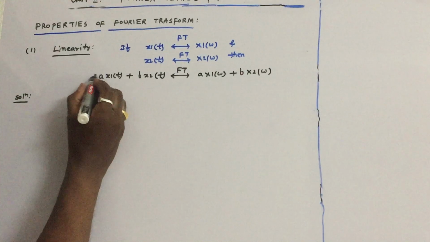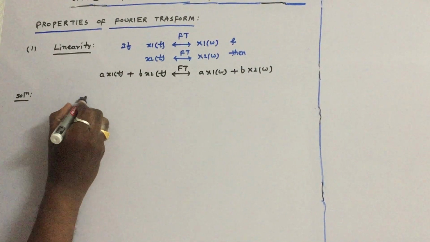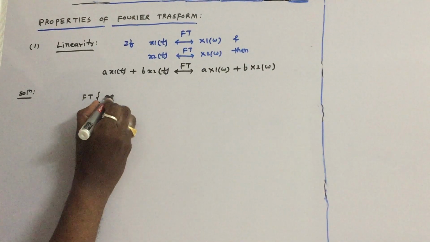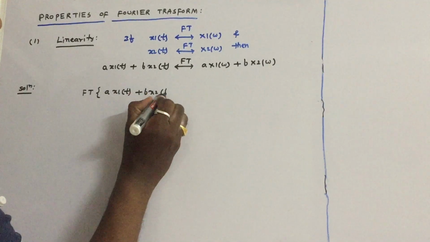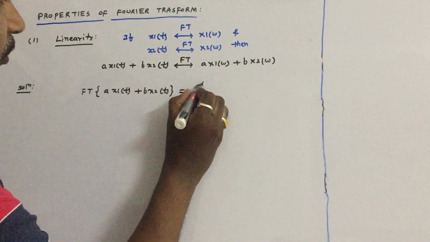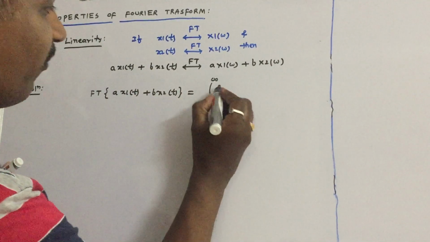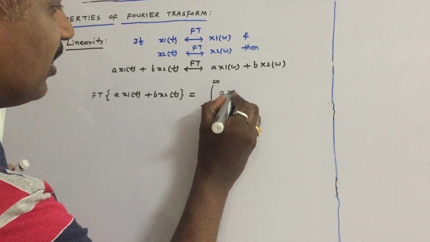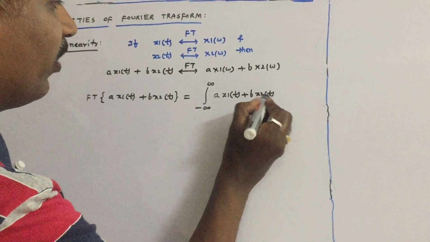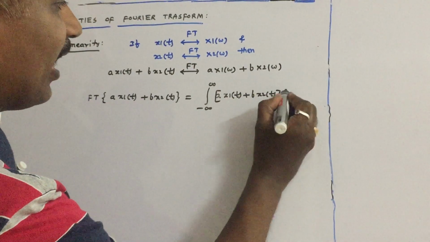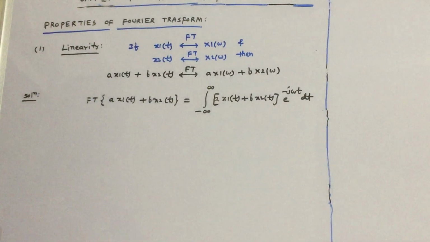Solution. What we want to find out? We want to find out the Fourier transform of this function. So just substitute in the definition. The Fourier transform of a into x1 of t plus b into x2 of t. We have to just substitute this function in the definition of Fourier transform, that is a into x1 of t plus b into x2 of t. Just substitute. What is the transformation? The transformation is e power minus j omega t dt.